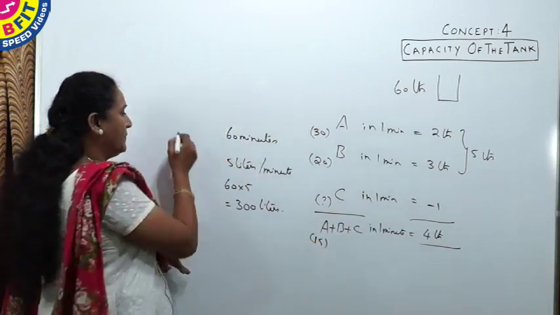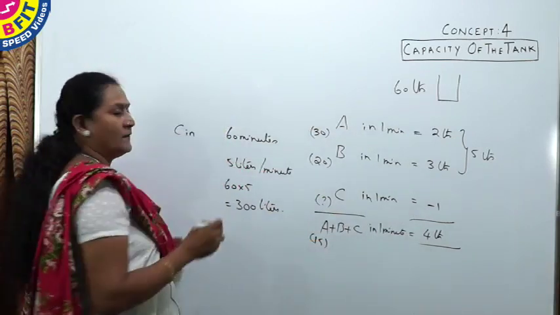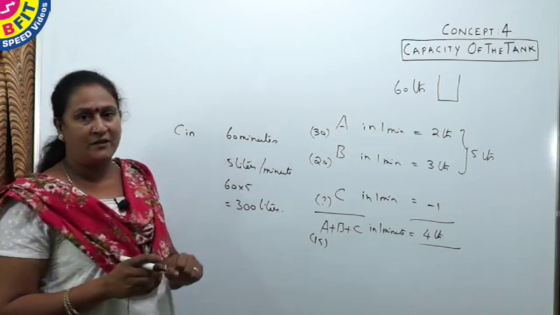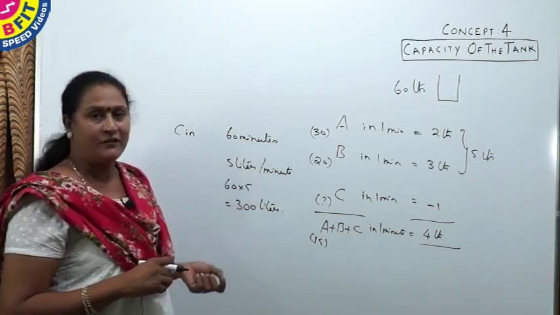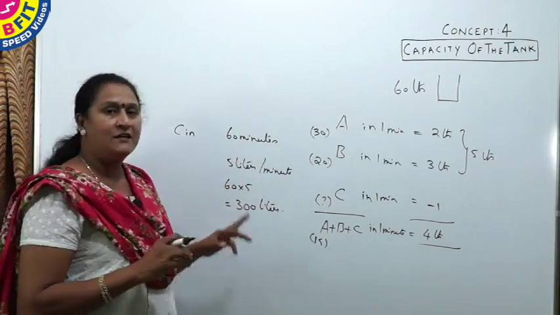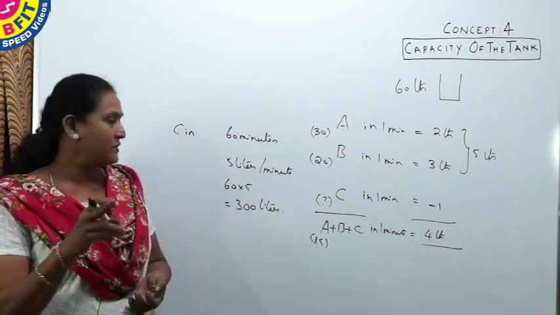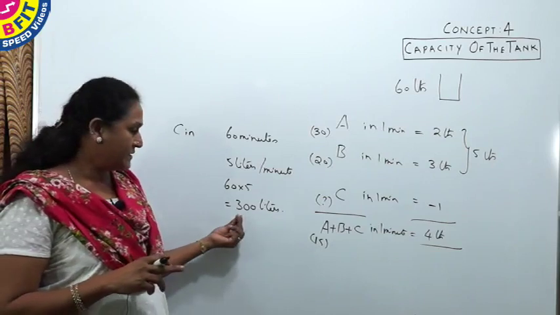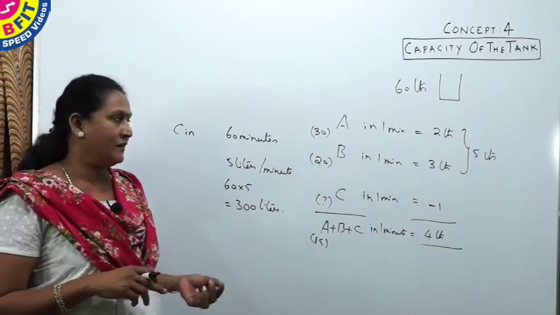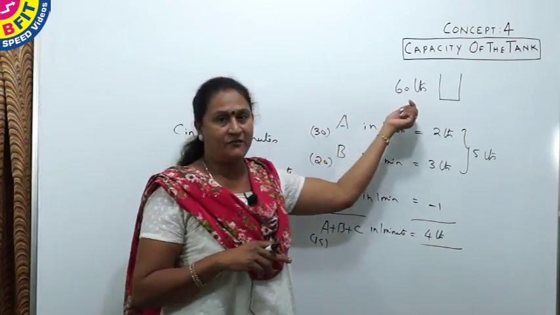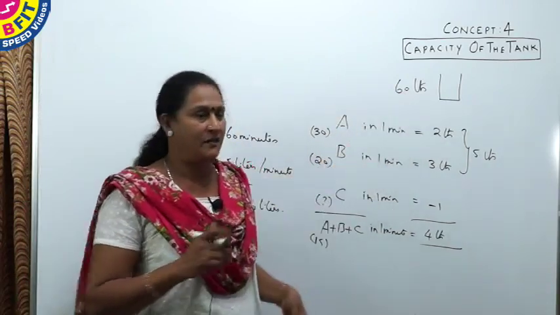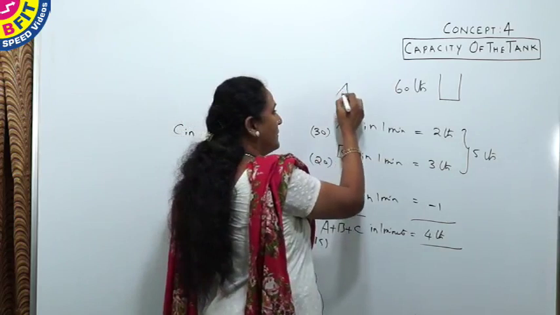So C can empty the full tank in 60 minutes. Per minute, if it can empty 5 liters, the capacity of the tank is 60 into 5, 300 liters. Please note that the actual capacity of the tank is 300 liters, which is the answer to the question. This 60 liters, we have assumed as the capacity. This is the assumed capacity.